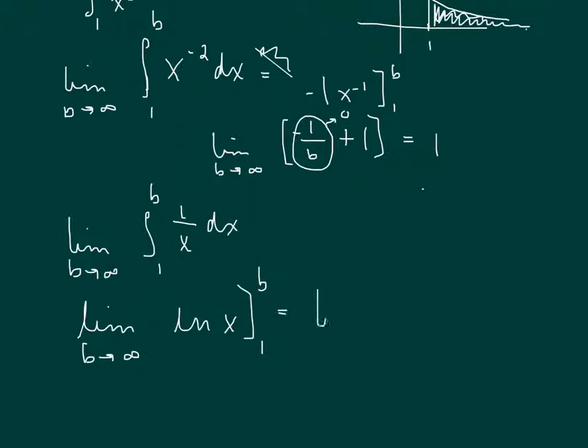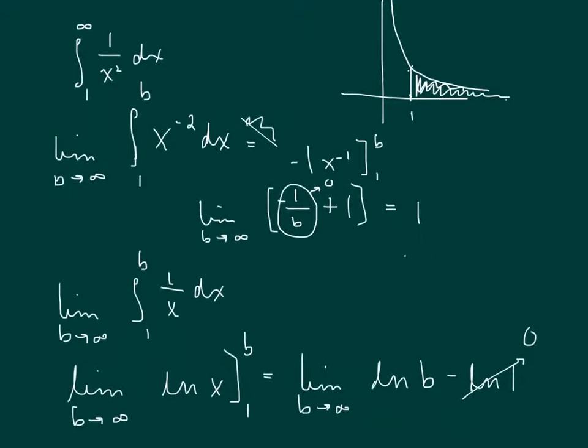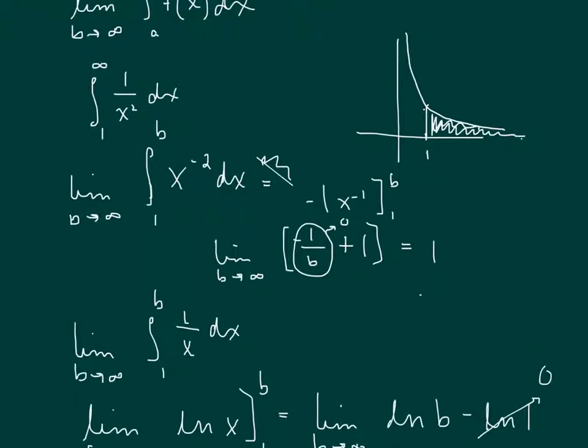And when we plug this in, eventually we're going to be looking for the limit as b approaches infinity of ln b minus ln 1. ln 1 is just 0. But ln b doesn't become anything. That just keeps getting bigger and bigger and bigger. So this ends up being infinitely large. The area under 1 over x ends up being infinitely large, whereas the area under 1 over x squared was just 1. Kind of strange.